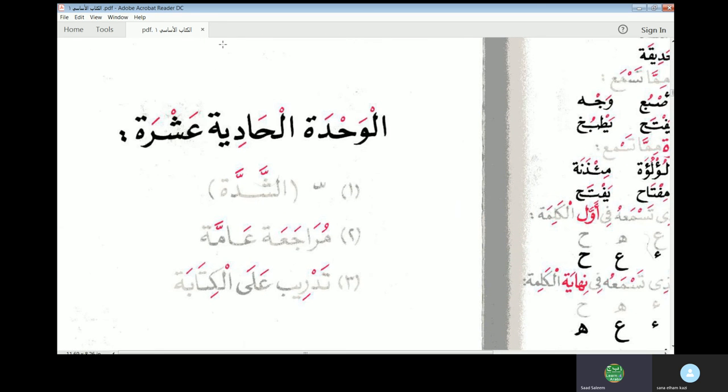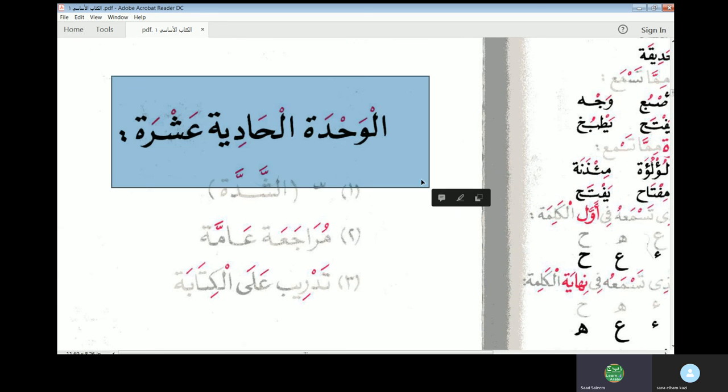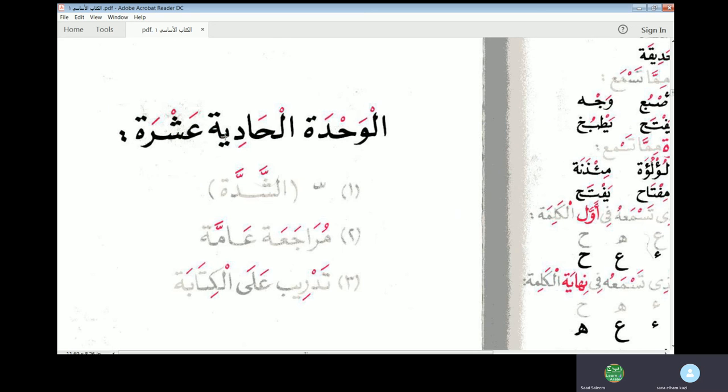Next we have the eleventh unit. Inshallah we'll start this next time. Any questions?